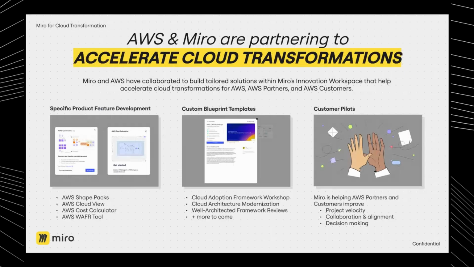We're doing this today via a number of different key themes within our product. We have very specific product features, such as shape packs, the ability to import and visualize architecture, as well as cost calculation and our well-architected framework tools. We're doing this today as well with custom blueprint templates that are supporting teams to do repeatable actions within the Miro platform for specific AWS workloads. And today we're running pilots with customers to help prove and ensure that their projects have an increased velocity, greater collaboration and alignment, and faster decision making.